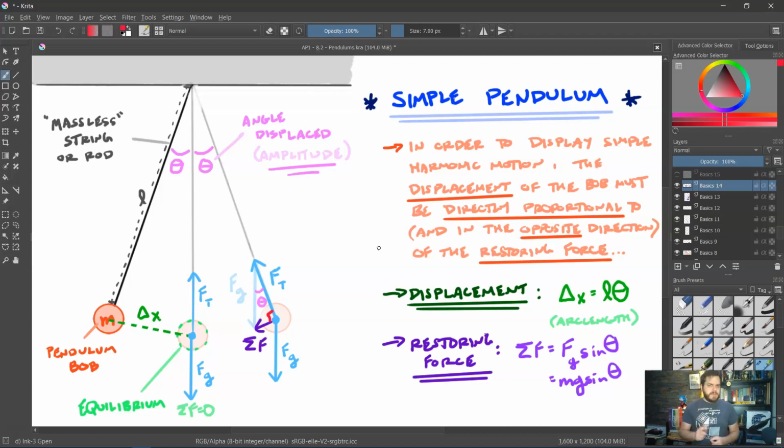But there's an issue here. For this to display simple harmonic motion, the displacement and the restoring force have to be proportional to each other. But these aren't exactly proportional anymore, right? Because if we look, this is proportional to theta, and this is proportional to the sine of theta. And those aren't the same thing. So what exactly can we do here?